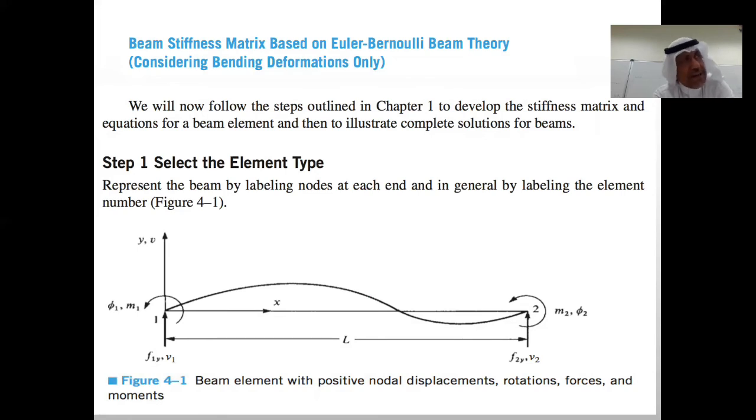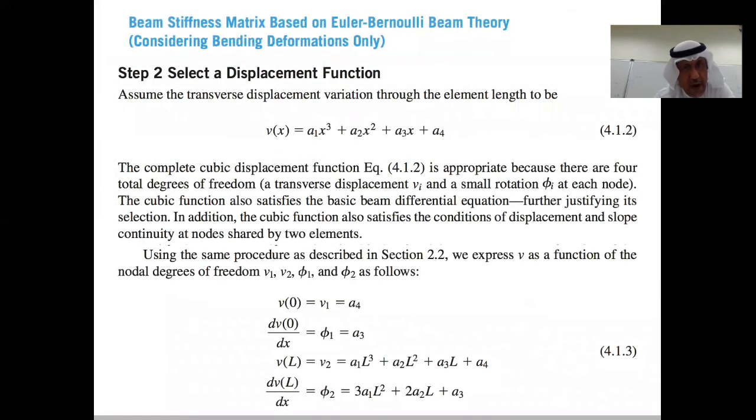Sign convention for the shear and moment. This is for only finite element, okay? Now, yeah, you are right. It is cubic: A1x cubed, A2x squared, A3x, and A4.